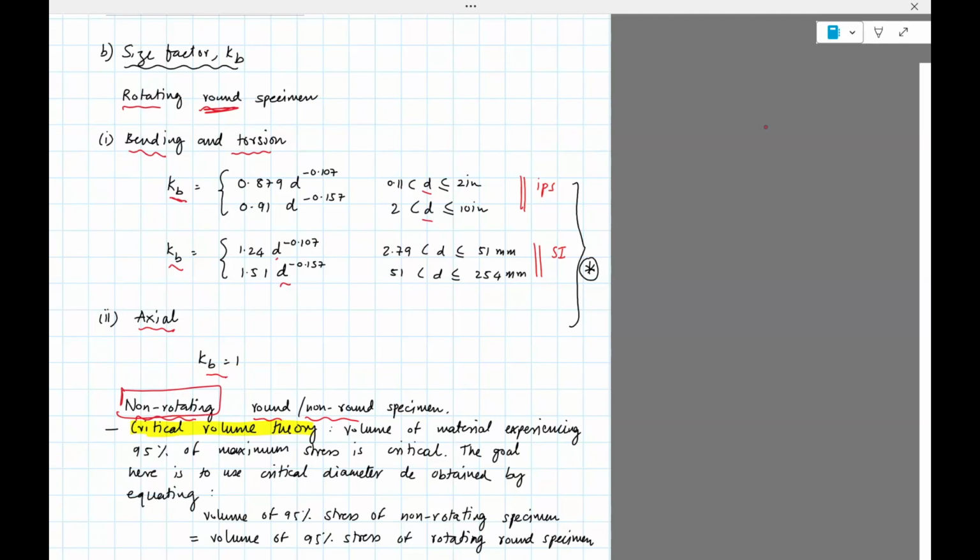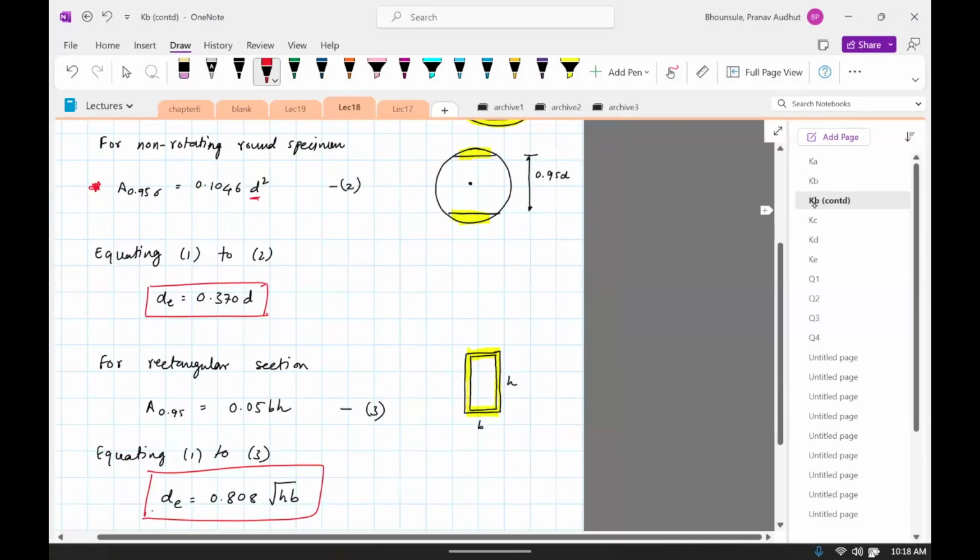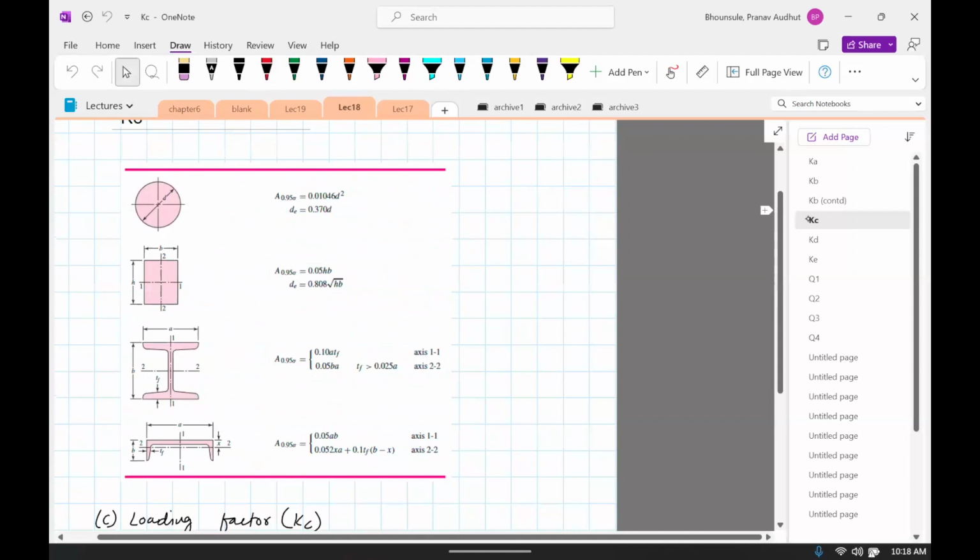So you need to figure out under what conditions the machine element is used before you apply any of these things. Okay, that's Kb. Next is Kc.